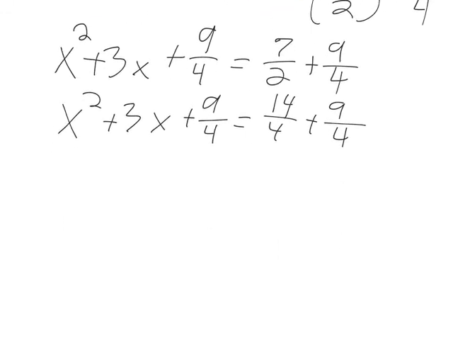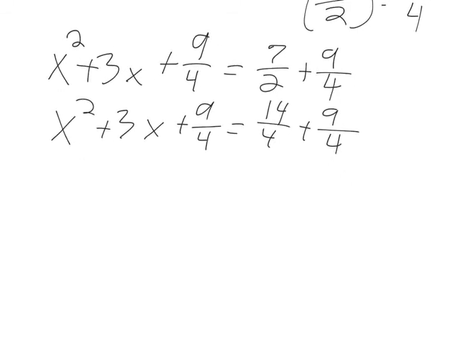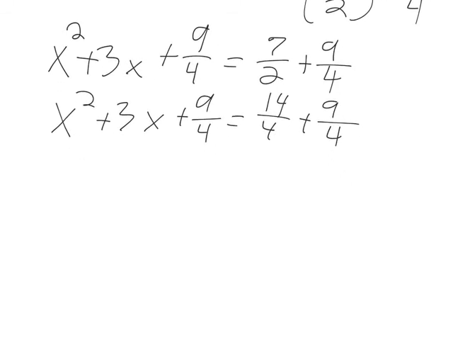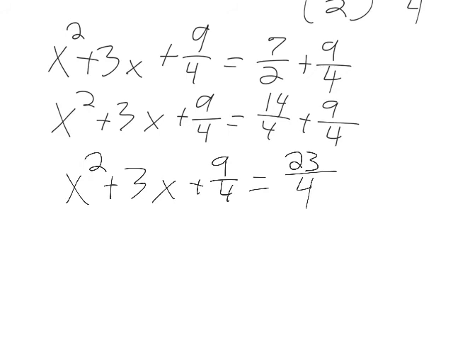Okay, and now we'll go ahead and put those two together. Whoops. Go back to the pencil here. x squared plus 3x plus 9 over 4 is equal to, if we add those up, 9 and 14 give me 23 over 4. Okay, now take your trinomial right here and go ahead and factor it.